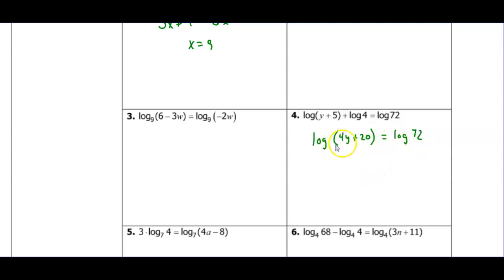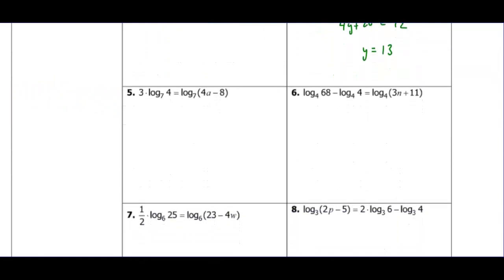And so now I have log equals log, both base 10. So I can just write 4y plus 20 equals 72, and I can solve from there. Minus 20 is 52, divided by 4 is 13. All right, and again, go back and check it to confirm it, but that is the final result there.